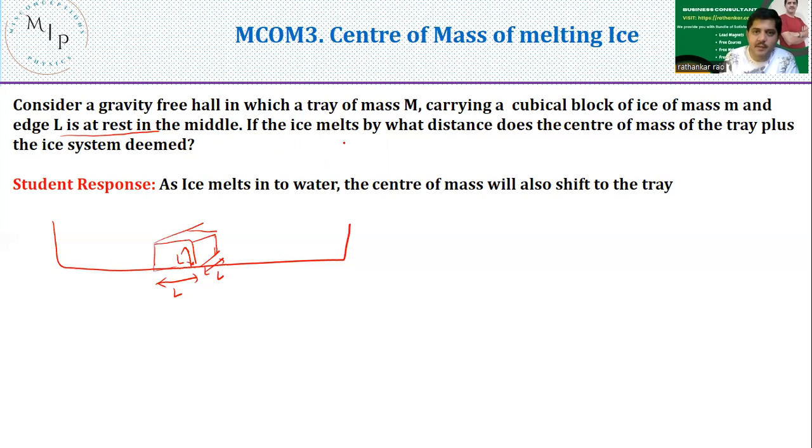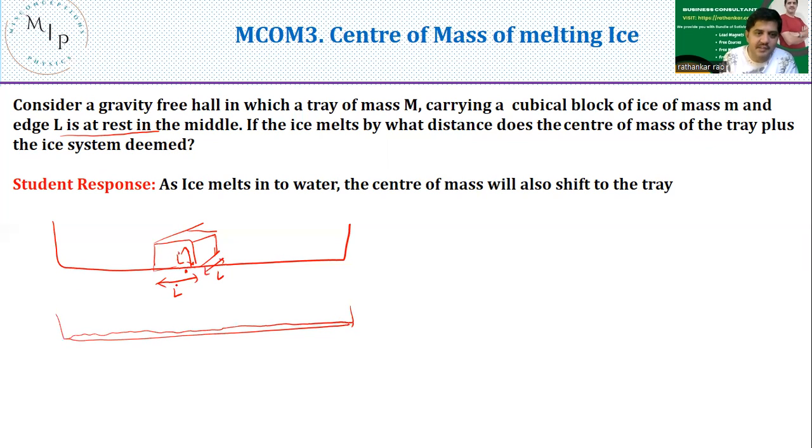If the ice melts, by what distance is the center of mass of the tray plus the ice system displaced? Which means, when the ice melts it becomes water, and the water will start flowing like this. After some time, if this is a tray, the water will be completely on the surface like this. Agreed?